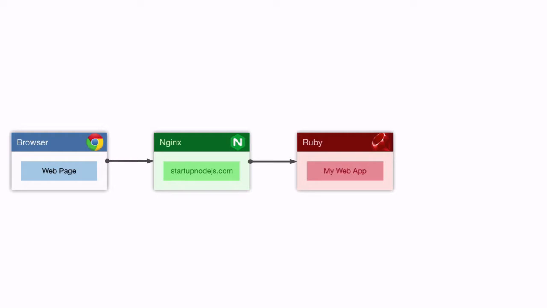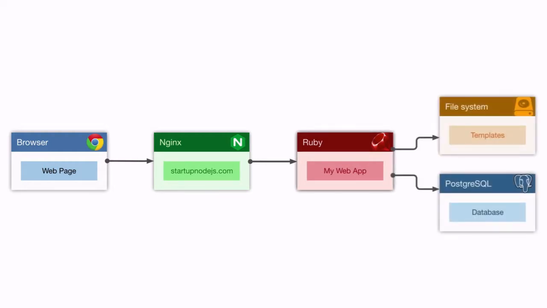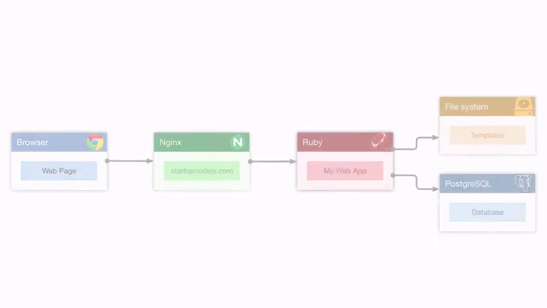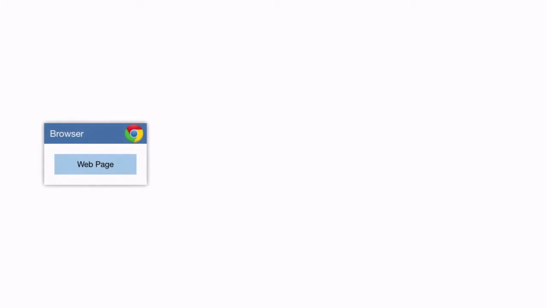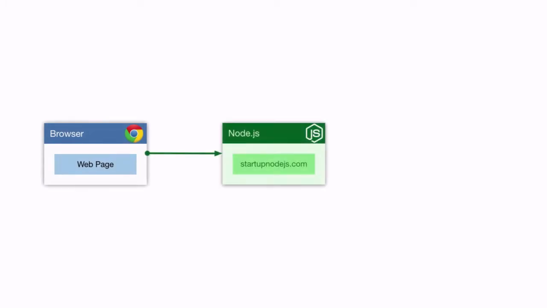This code may have access to other resources, like a file system or a database, to go and calculate the answer it needs to give back to the user. Then all the data is sent back and the web page is rendered. Let's have a look at that for Node. We have our browser, but the browser talks directly to Node.